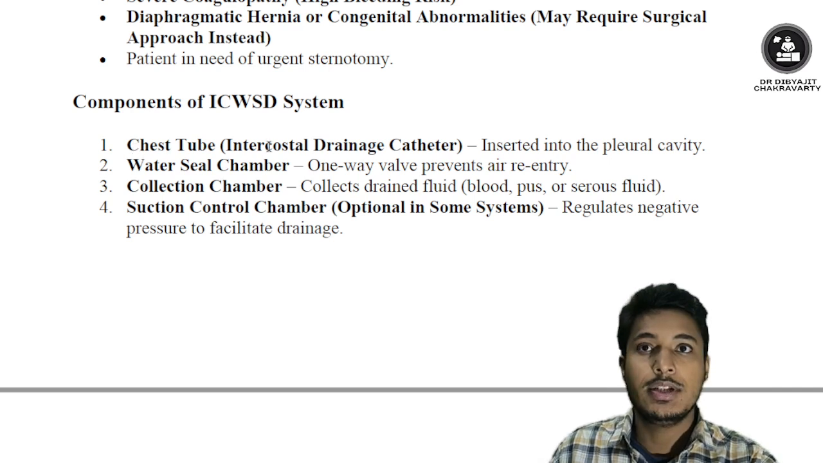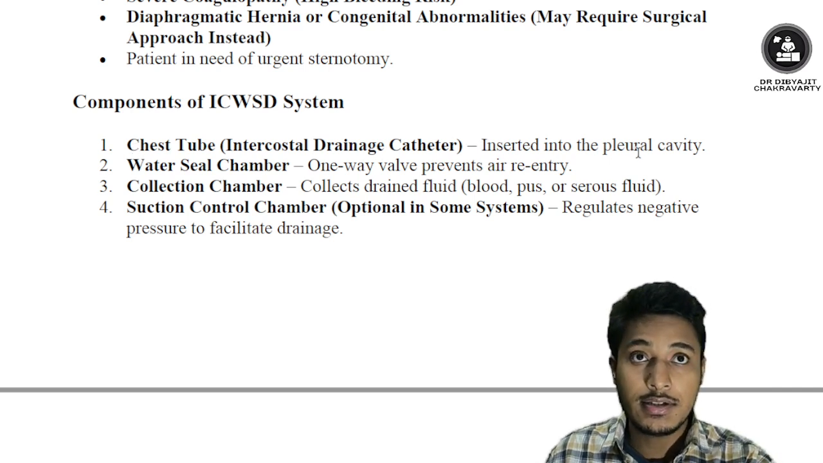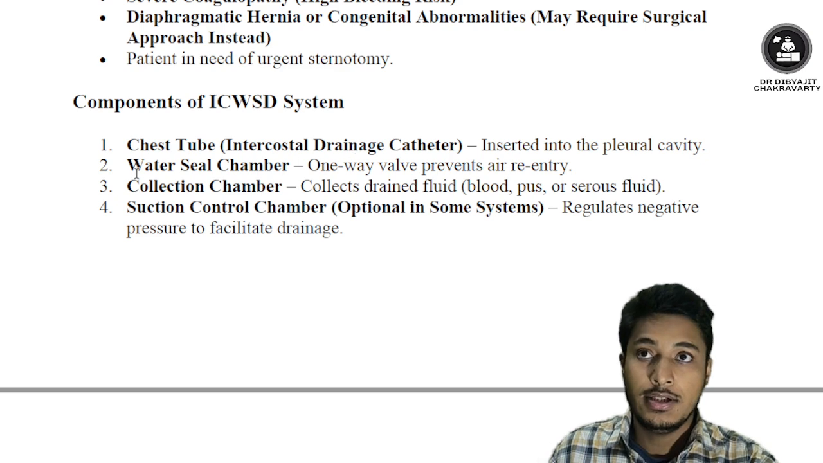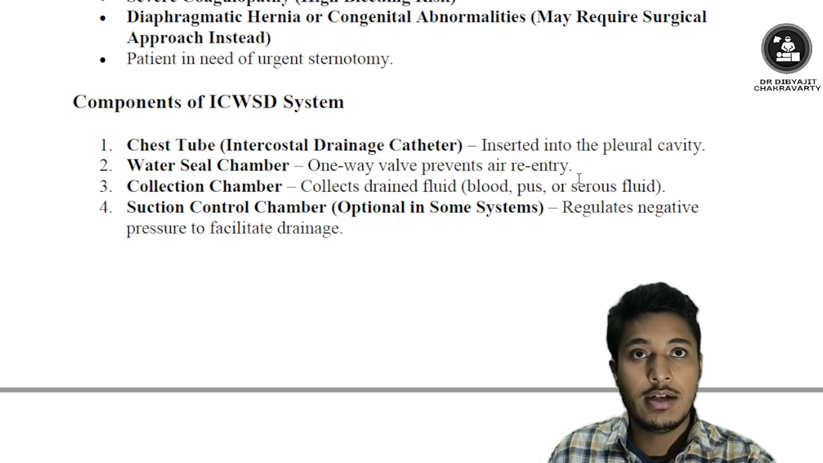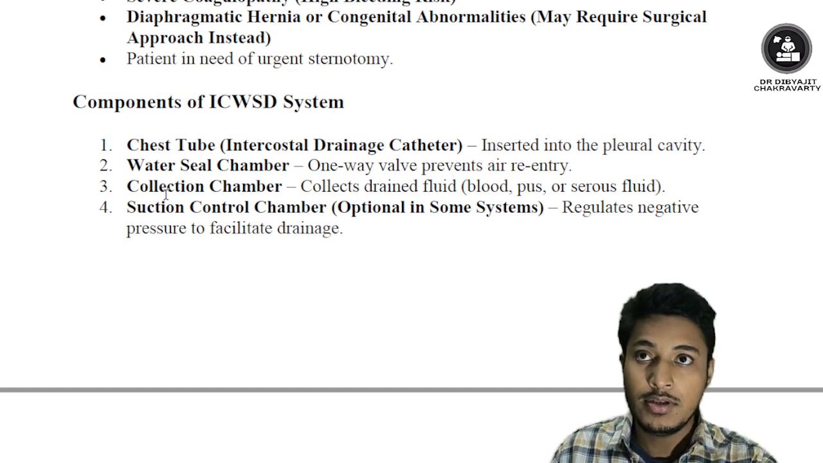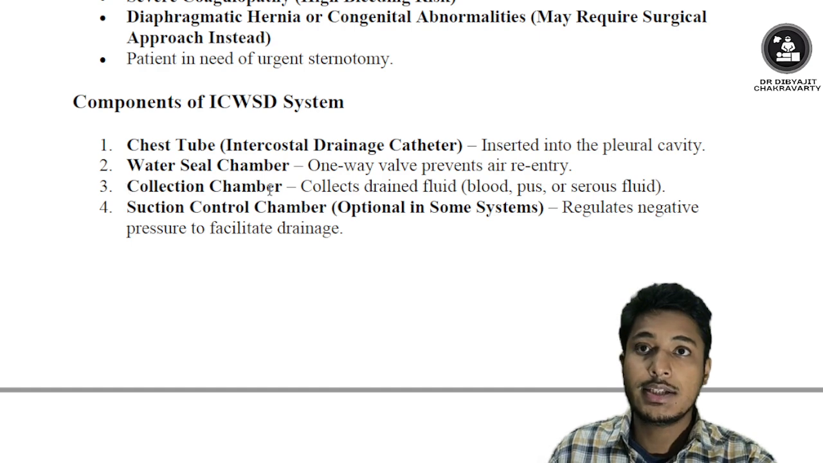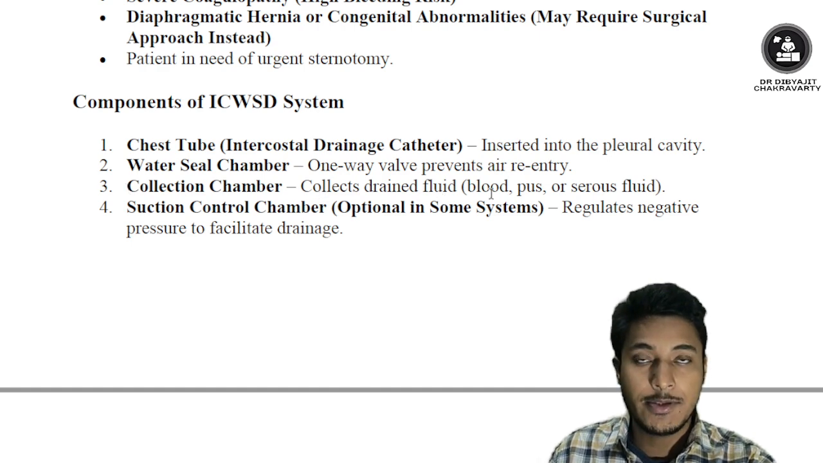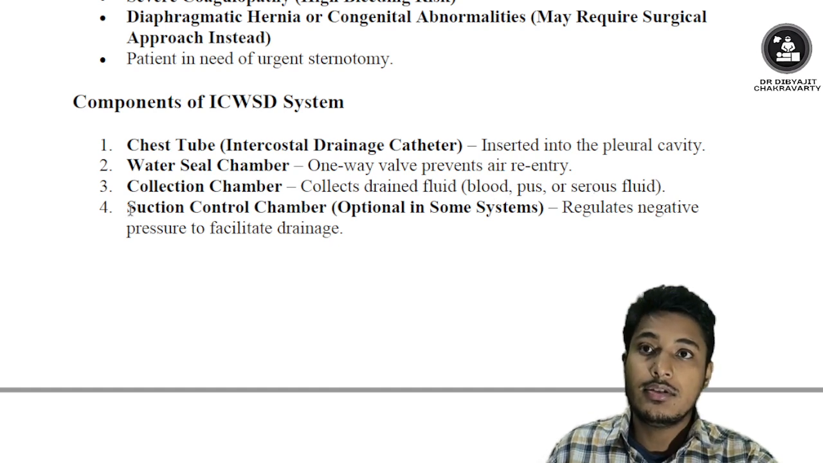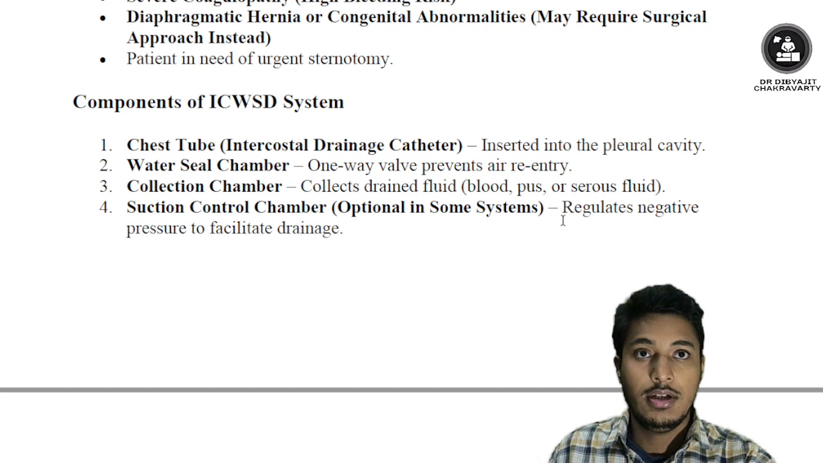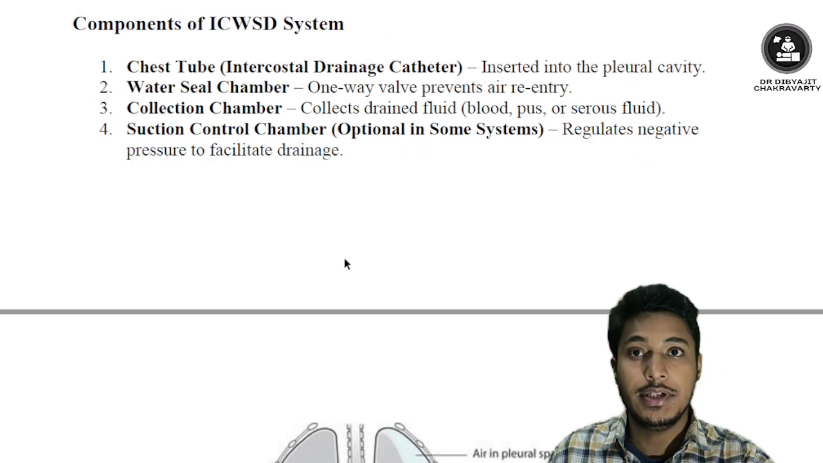What are the components of chest tube? Firstly, the chest tube, that is the intercostal drainage catheter, which is inserted into the pleural cavity. It is connected to a water seal chamber, which is a one-way valve, prevents air re-entry back into the pleural space. There is a collection chamber which collects the drainage fluid. There is blood, pus, or serous fluids, etc. There is also a suction control chamber, which is present usually in 2 bottle, 3 bottle, and other systems, which regulates the negative pressures to facilitate drainage.